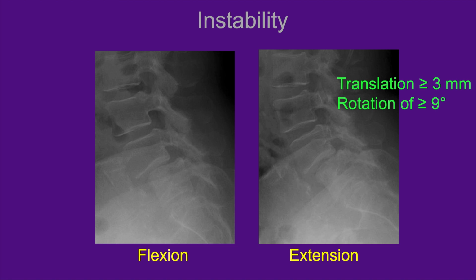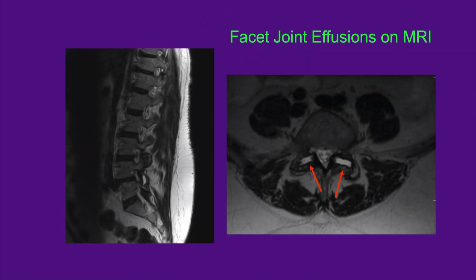Degeneration of both the disc and the posterior elements can result in degenerative listhesis or instability. We can do flexion-extension films and look for translation greater than 3 millimeters or rotation and change of the slip angle greater than 9 degrees. An associated sign that we can see on MRI is the presence of large facet joint effusions.